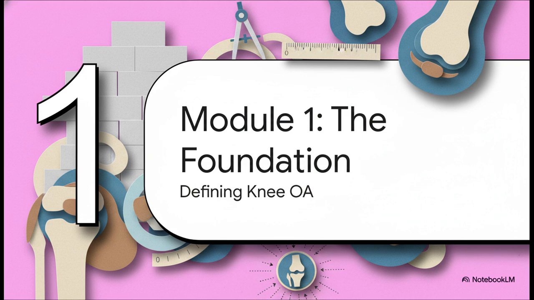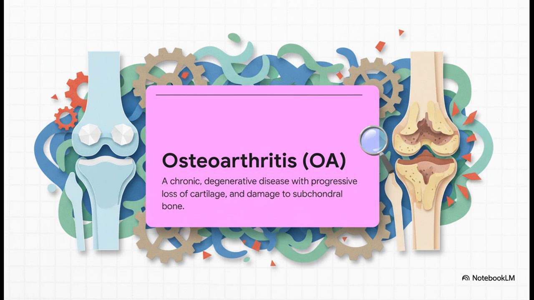You can't diagnose or treat what you can't define. So let's nail down exactly what we mean by knee osteoarthritis. So here's the textbook definition. Osteoarthritis, or OA, is a chronic degenerative joint disease. We're talking about the progressive loss of hyaline cartilage, damage to the bone underneath it, synovial tissue damage, and the formation of those classic osteophytes.